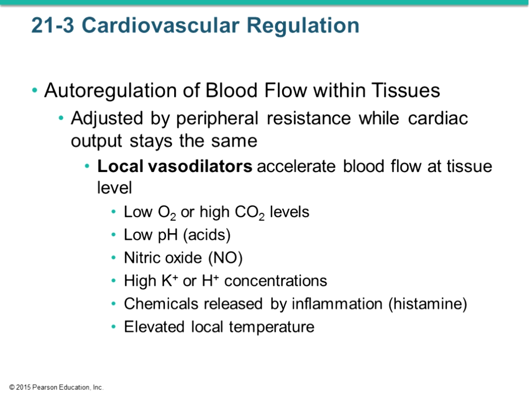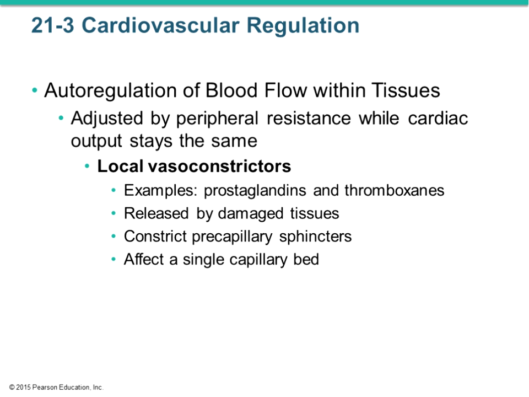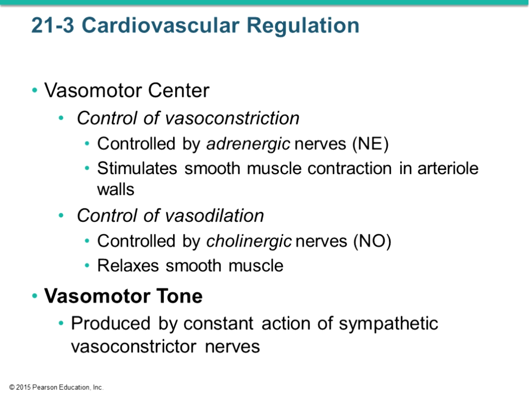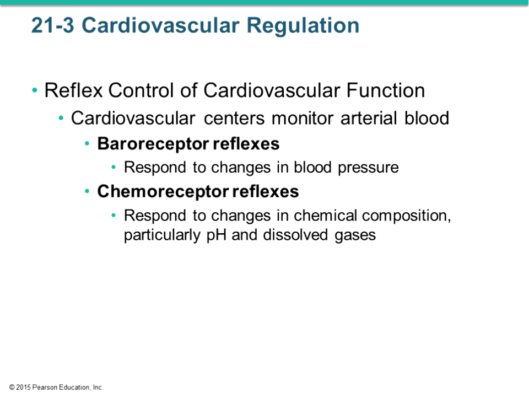Okay? So autoregulation, again, is adjusted by these local vasodilators, right? And I talked about the different mechanisms there already that can cause that to happen. There are also local vasoconstrictors that can also alter blood flow to a particular area. As I already mentioned here with the cardiovascular centers, right, they also can either increase or decrease heart rate as needed. The vasomotor center can regulate vasoconstriction and vasodilation by adrenergic or cholinergic nerves, right? That's going to help regulate that blood flow we talked about before.